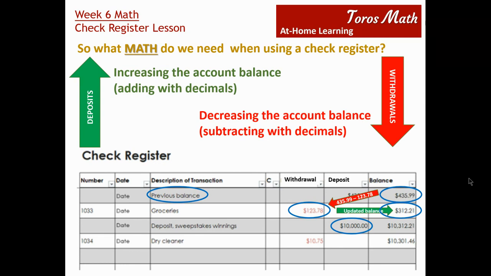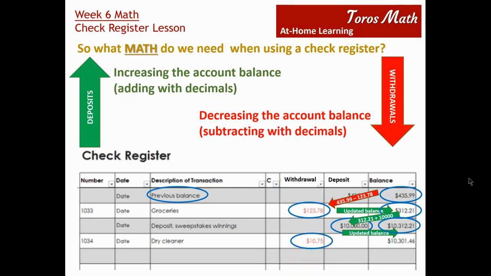So $10,000. In this example, they won $10,000 and they put it into their bank account because it looked like it was running a little bit low. So we're going to take the previous balance, and because it was a deposit, we're going to add it. So we're going to add $10,000 to $312, and then we're going to update our balance. So it's just an ongoing process of adding or subtracting, updating the balance. Add or subtract, update the balance. So the new balance is now $10,312.